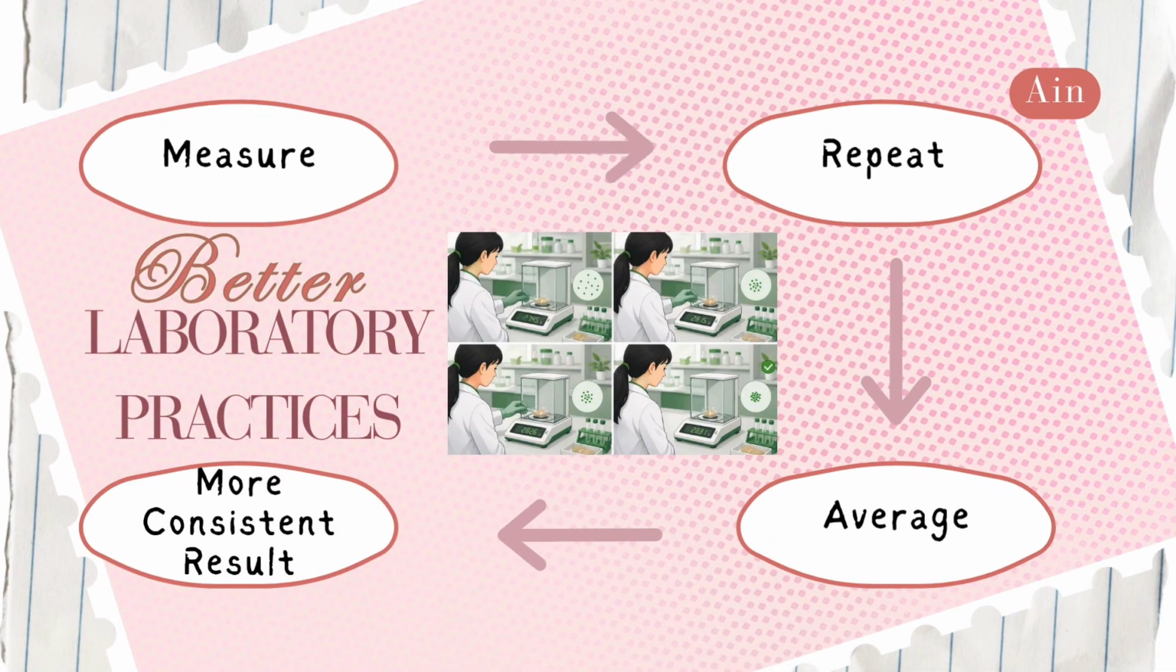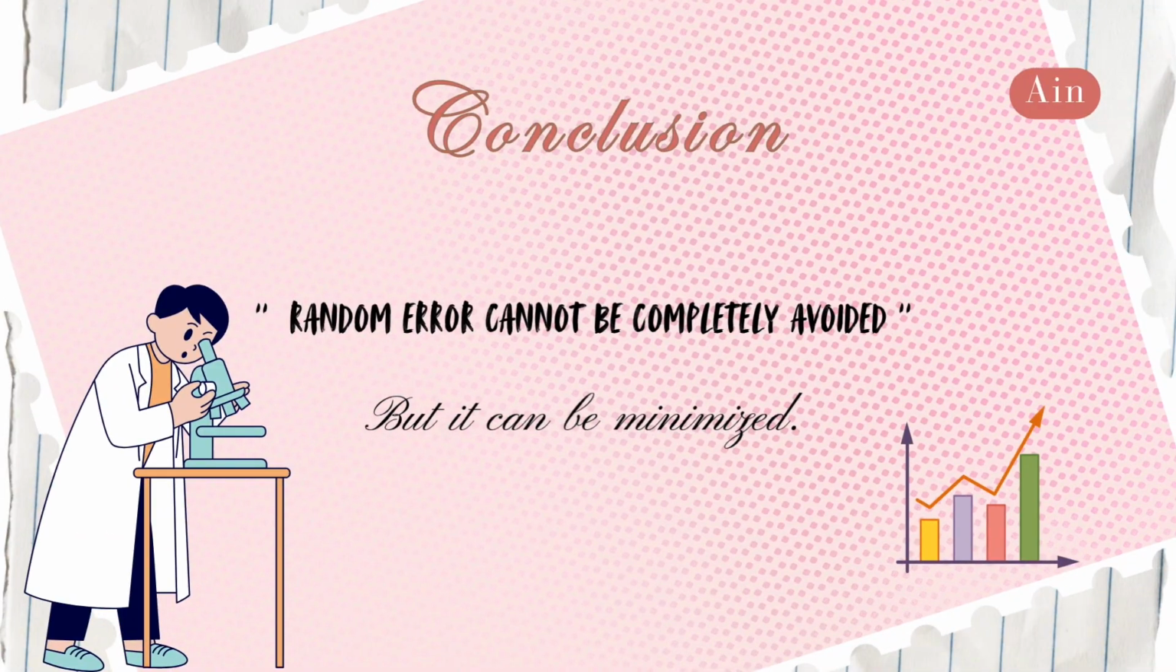For example, when measuring a food sample, taking only one measurement may give a different result due to small random variations. By repeating the measurement and taking the average, we can reduce the effect of these variations and obtain more consistent results. So, in conclusion, random error cannot be completely avoided, but it can be minimized through repeat measurements, proper equipment, and consistent laboratory procedures.